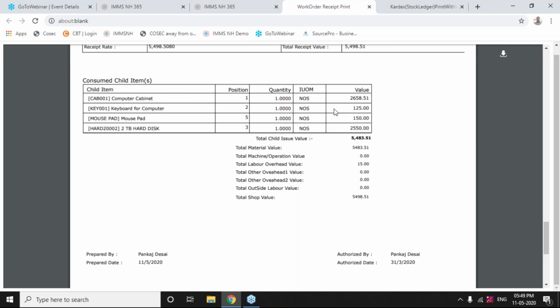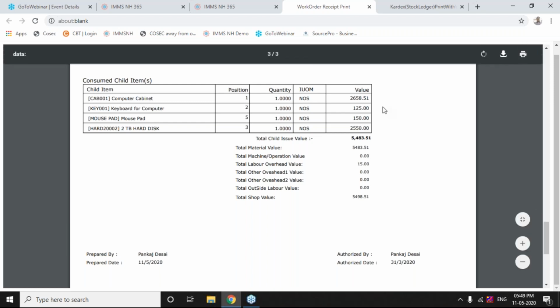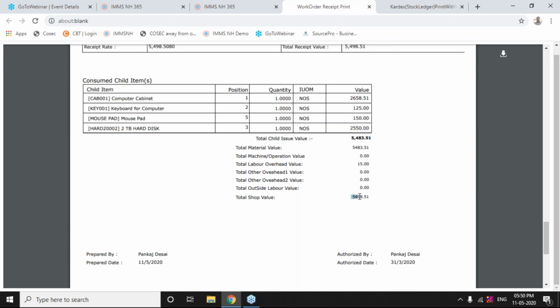So दोनों का मिला के computer cabinet costed 2658 plus keyboard is, ये कौन सी पोजीशन पे था BOM में, ये जो डिफाइन किया ये है, उसका वो 125 रुपया is towards keyboard, 150 towards mouse, 2,550 for hard disk. So my material cost is 5483.51 and 15 rupees is my labor charge. So labor is 15, so it comes to 5498.51.